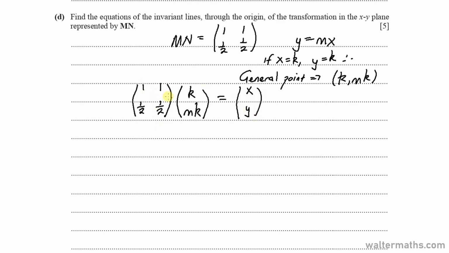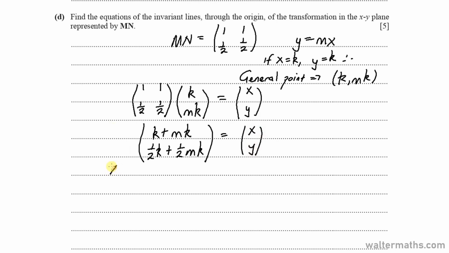So this is what we're going to work on. Here I'll multiply row by column, top row and column. We get 1 times k plus 1 times mk, we get k plus mk. And half times k plus half times mk, we get a half k plus a half mk. So this gives us an image xy.